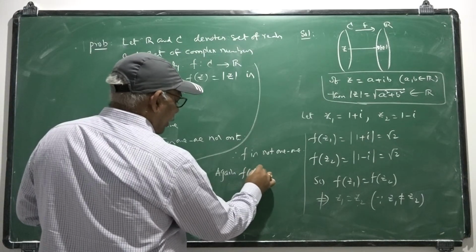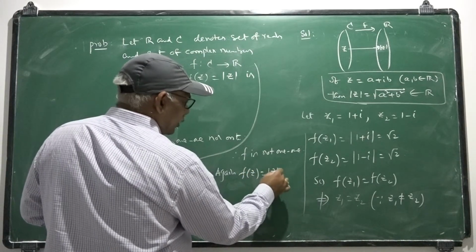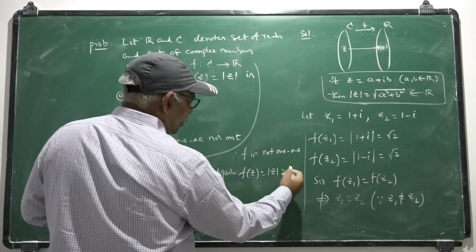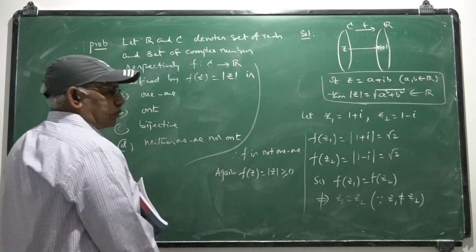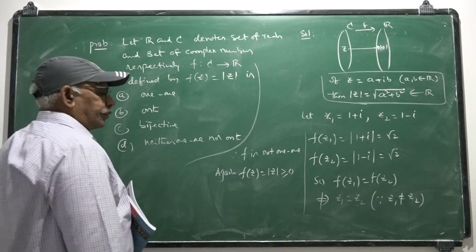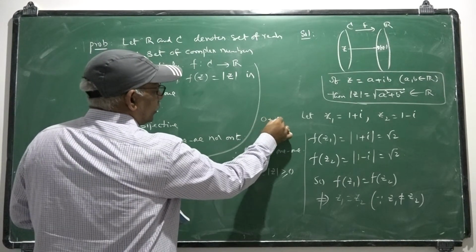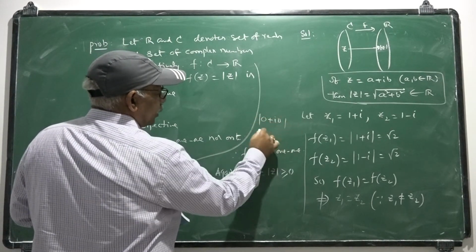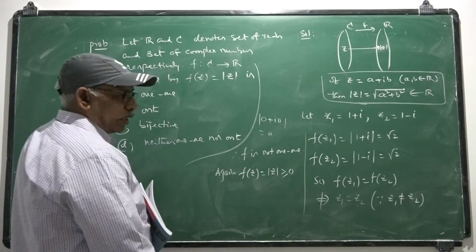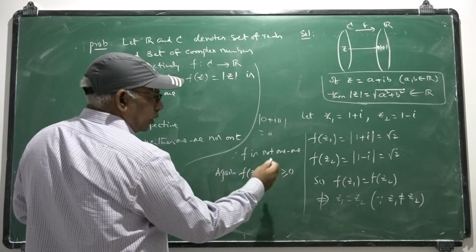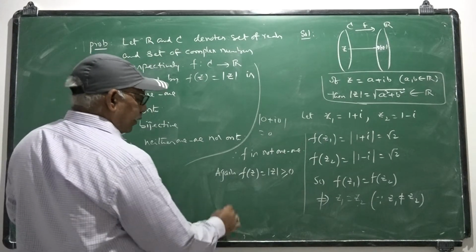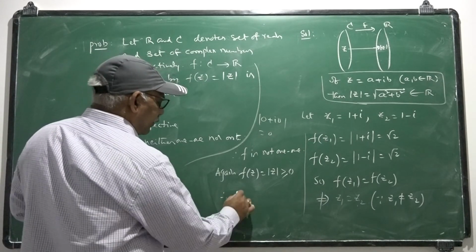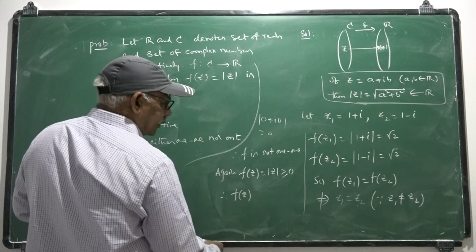Again, f of z is mod z, the modulus of z, which is always greater than or equal to 0. This is always positive, otherwise 0. In case of 0 plus i 0, the modulus is 0. Hence, it is always either positive or 0. That means f of z takes only non-negative reals.